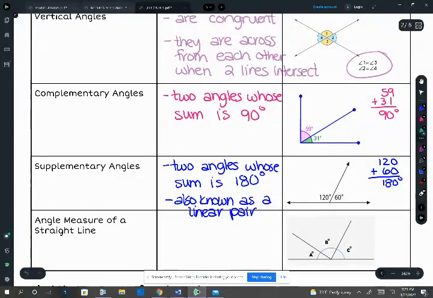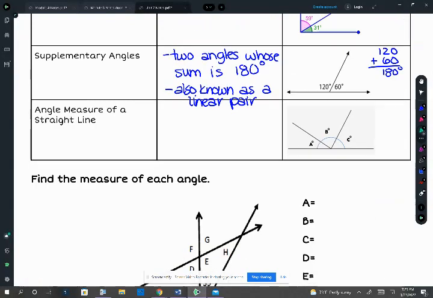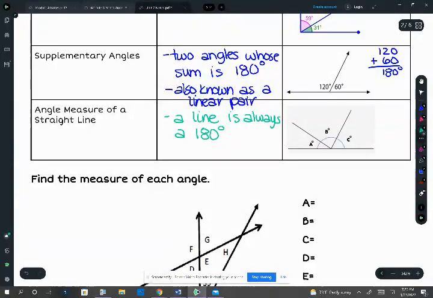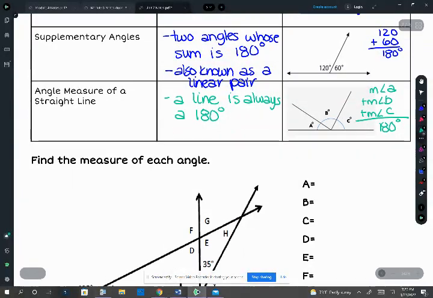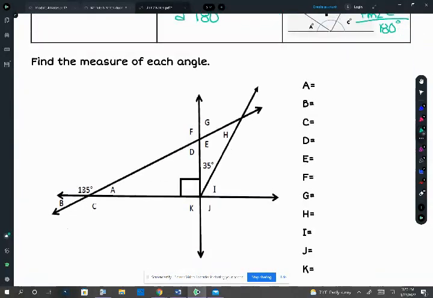And then our last little part talks about the angle measure of a straight line. And like I said, a line is always 180 degrees. So as we look at this, we know that the measure of angle A plus the measure of angle B plus the measure of angle C has to equal 180 degrees. So as we look at this example, it basically ties everything in.